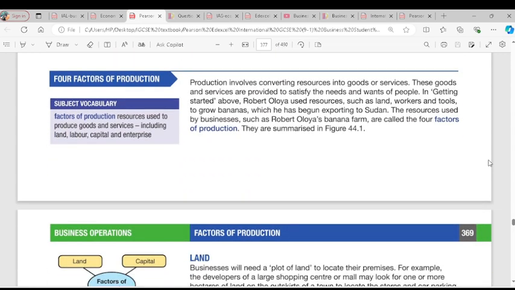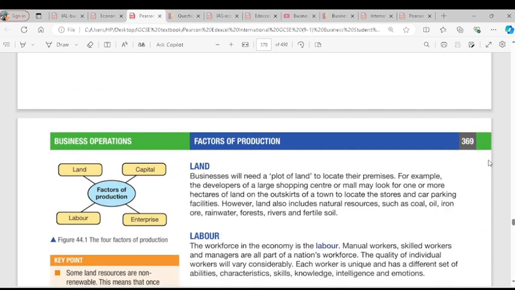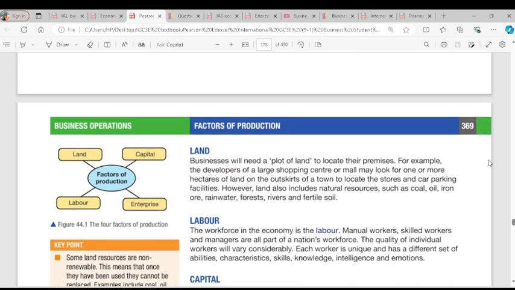Four factors of production. Production involves converting resources into goods and services. These goods and services are provided to satisfy the needs and wants of people. So the resources used by businesses are called the four factors of production. We call them factors of production because they are the resources that help in the production of goods and services, like I said earlier. So they are the inputs. These inputs are what is used in the process to give us output, which is goods and services.